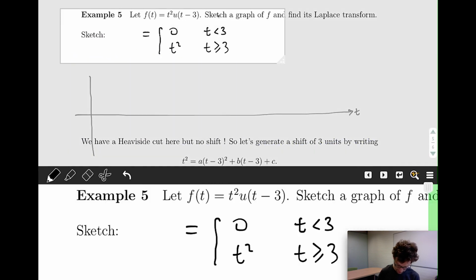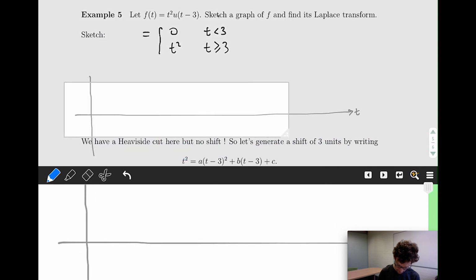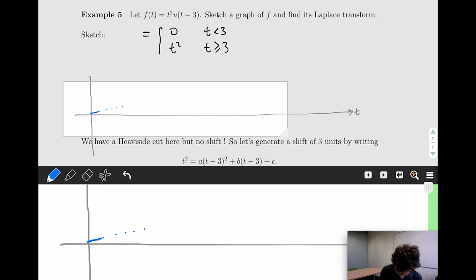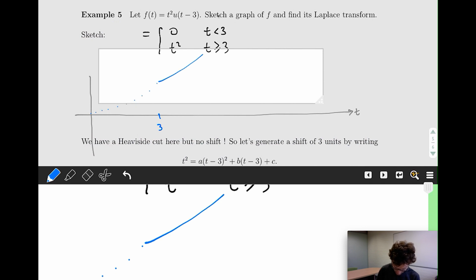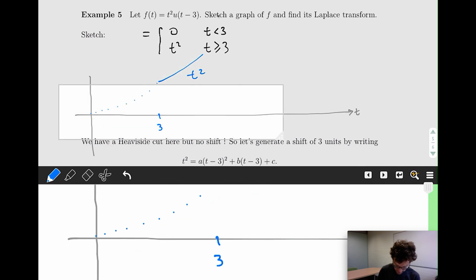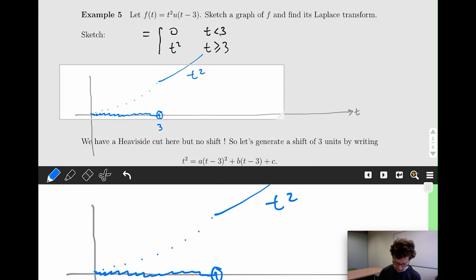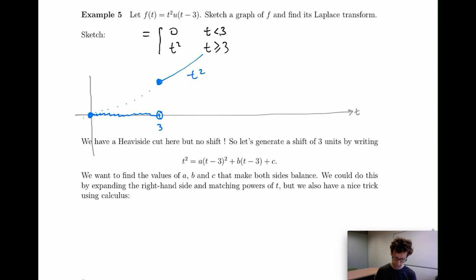So we can almost trace in what t squared would look like. There it is increasing, but we're not going to turn on t squared until we get to t equal to 3, at which point this thing is now increasing like that. So there's t squared. For values of t less than 3, this thing is equal to 0. And we have to decide what happens at the discontinuity. From our definition, for t less than 3, it's equal to 0, so this point is not included. And for t equal to 3, it's equal to t squared, so this point is included. And we're also including the point at t equal to 0.